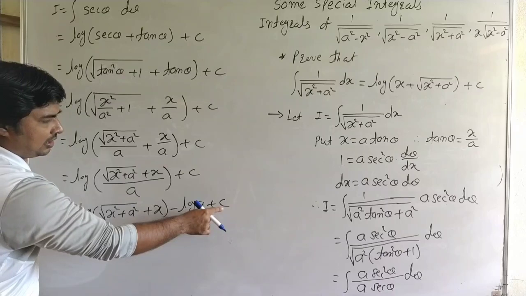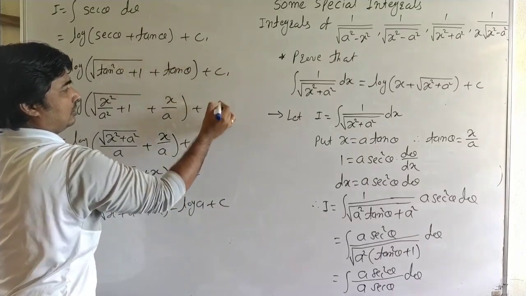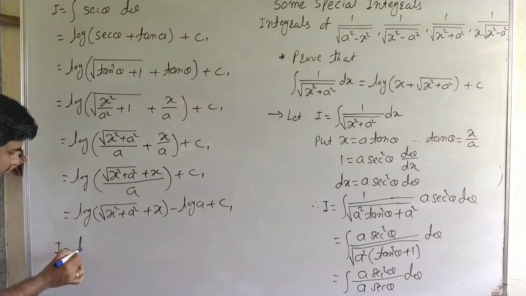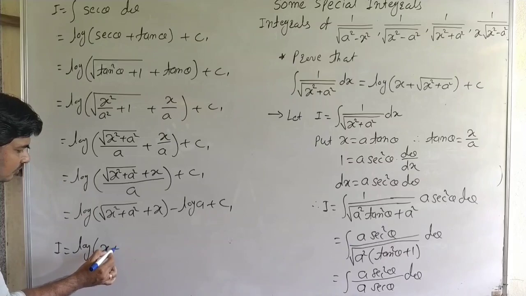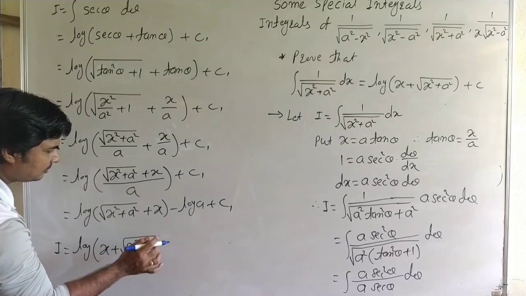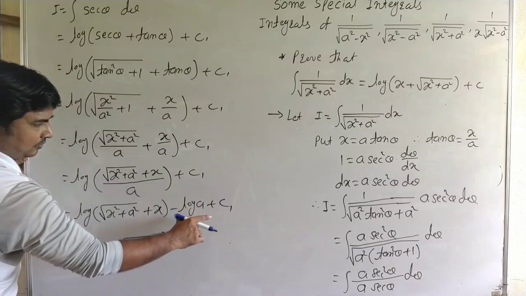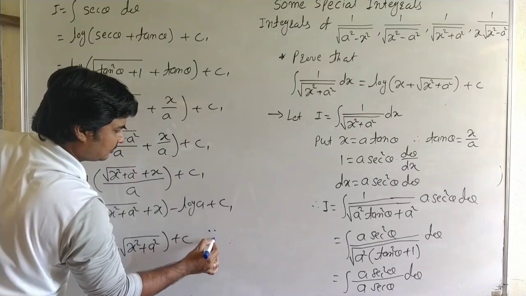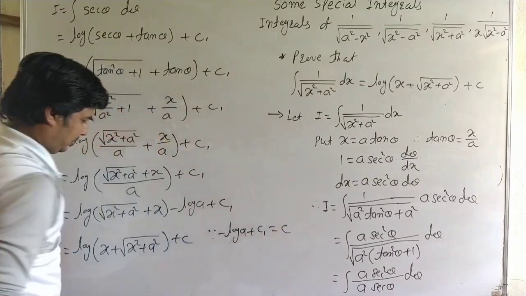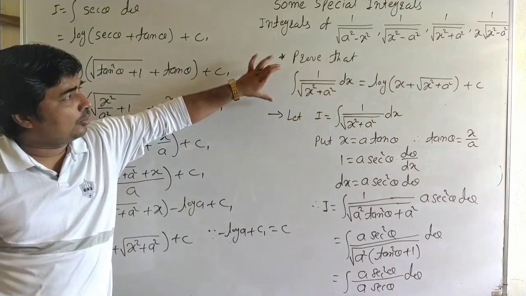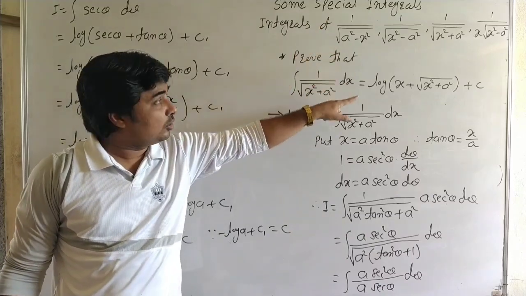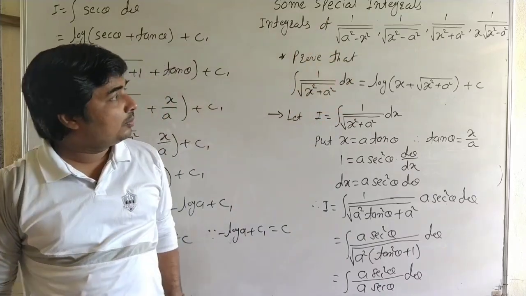Again log a and c are constants. Okay, we take another constant, it is c1. Then the integral is equal to log of x plus under root x square plus a square, plus c. Here these two constants, minus log a plus c1, are equal to c. See carefully. Okay, it is a new formula: the integral of 1 upon under root x square plus a square is log of x plus under root of x square plus a square.